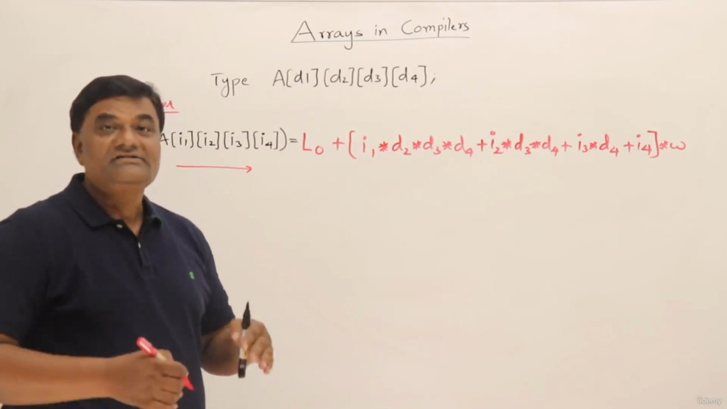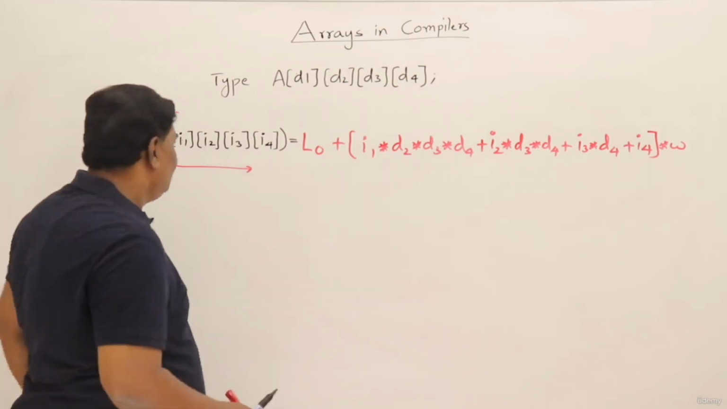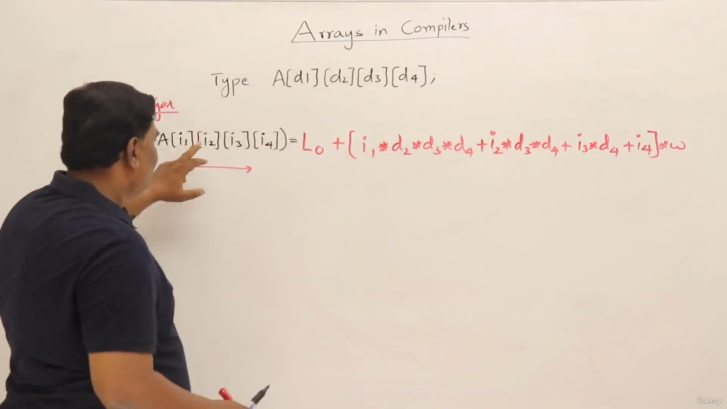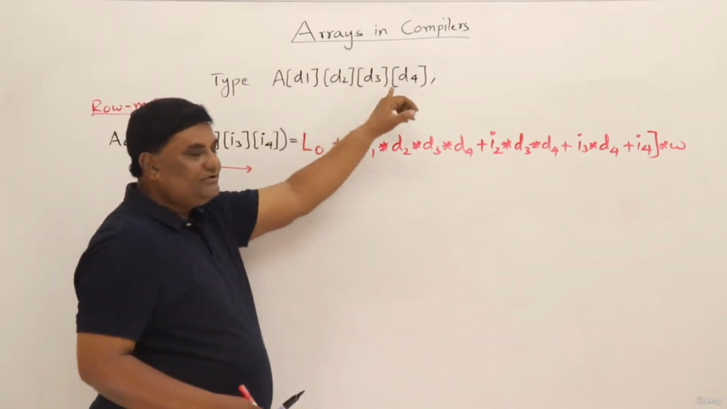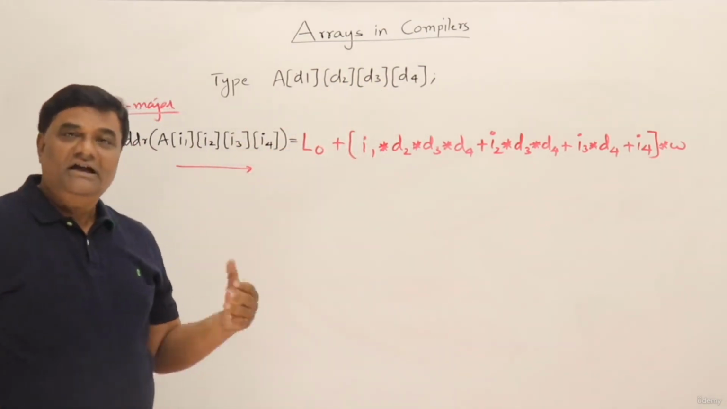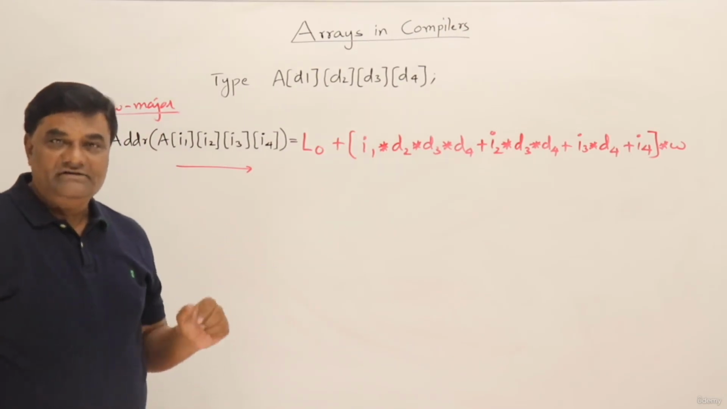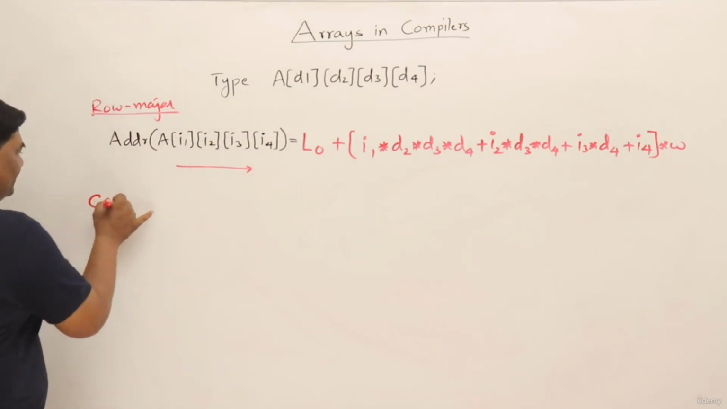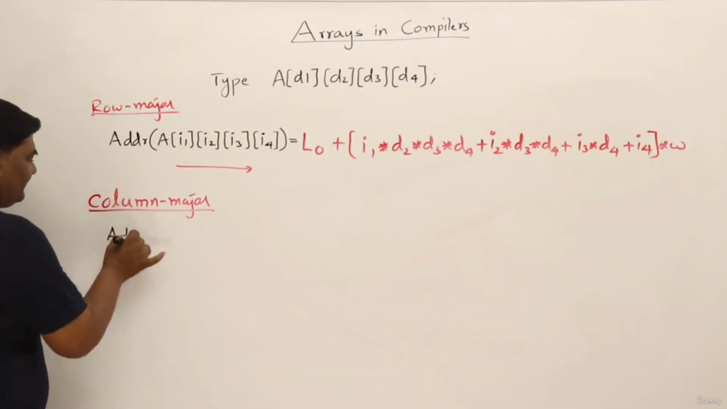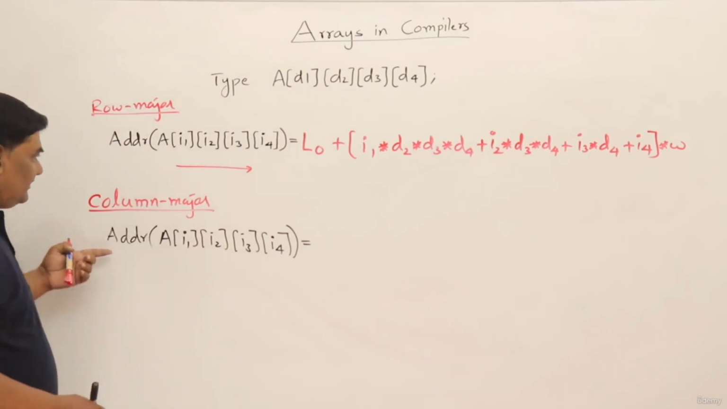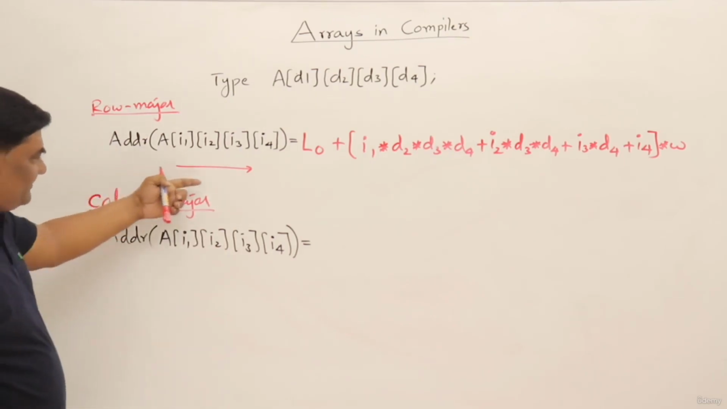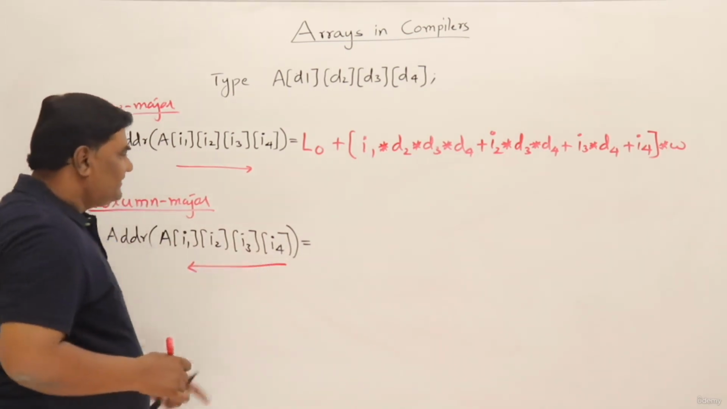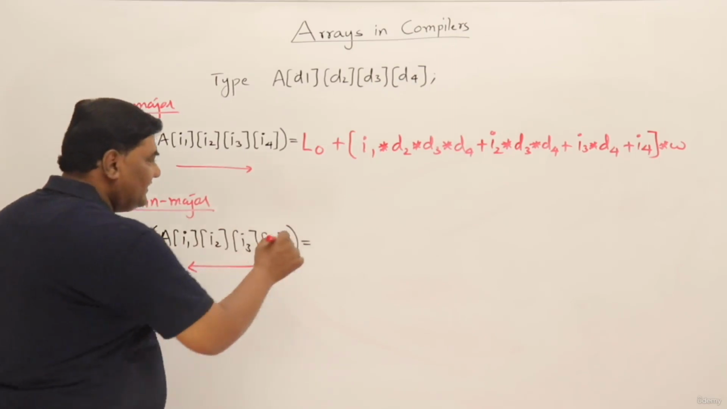So you might have observed the procedure for preparing the formula. For every index, we take the dimensions after that dimension. For I2, we take all the dimensions after D2. So this is the approach. We have taken it from left to right. Now I will write the formula for column measure. For row measure we go from left to right. For column measure, we go from right to left.